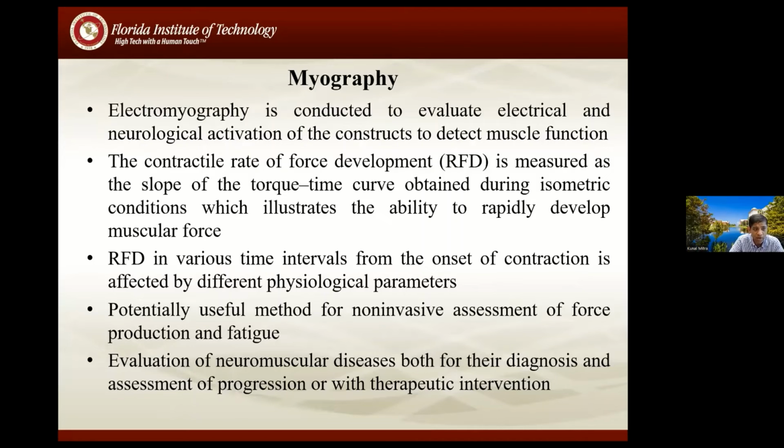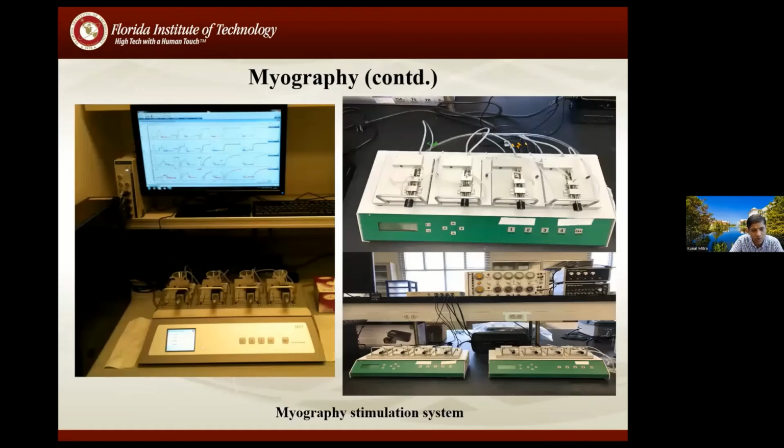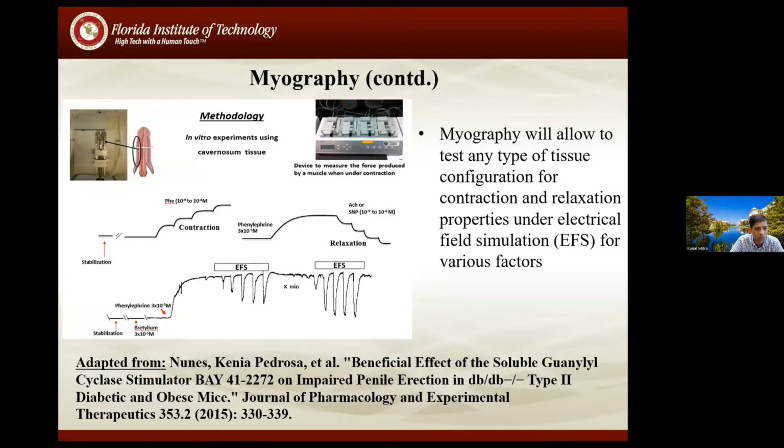And then we also did some myography studies. So we want to look at the myography to look at electrical and neurological activation, to look at the muscle functions. And so we looked at the force production and fatigue, because that's very important for cardiac tissue. So we used a stimulation system to look into that. Myography will allow us to test any type of configurations for contraction and relaxation properties under the field stimulation system for various factors, which was very critical.